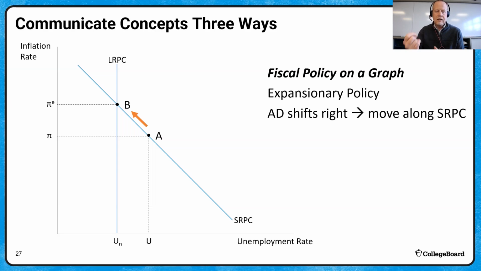Key lesson there, again, this is review from Unit 5. A shift of aggregate demand is going to move us along the SRPC. Had it been a shift of aggregate supply, then we would shift SRPC. But in this case, because it was a shift of aggregate demand, we're moving along the SRPC.